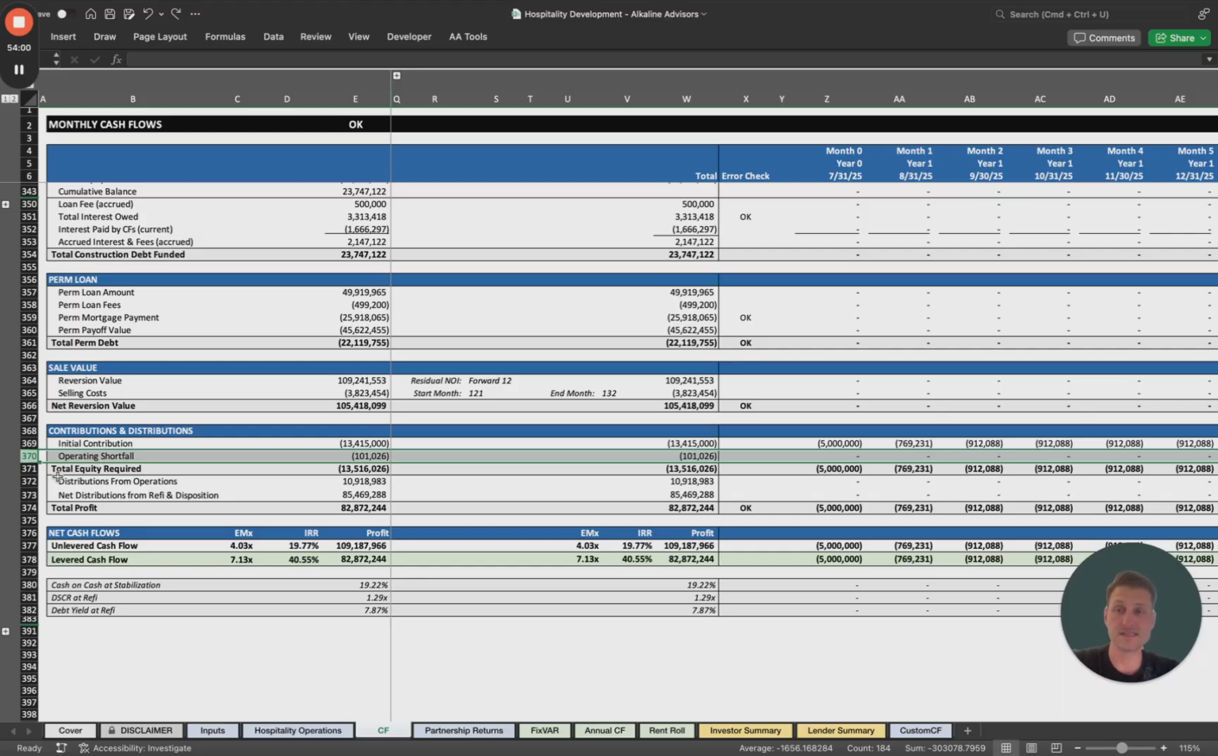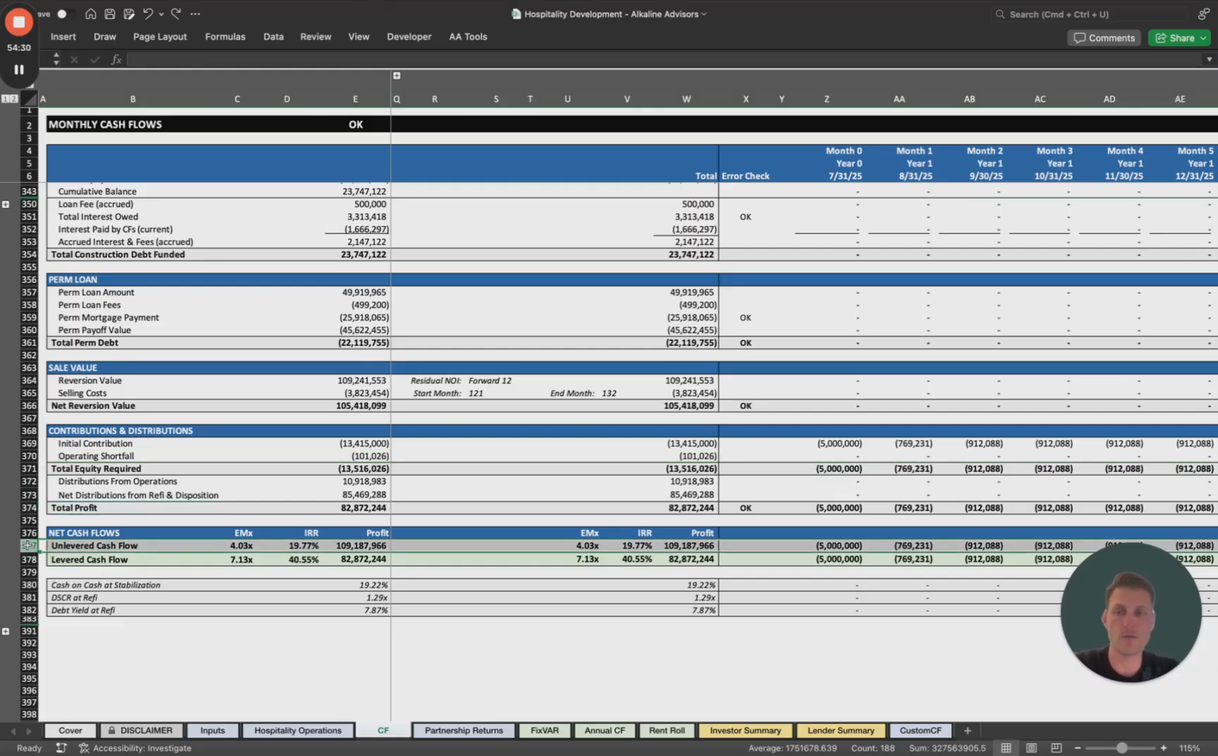And then the next is distributions. So we've broken out distributions in terms of distributions from operation. How much are you making in terms of the operating statement in a given month? And then the next is distributions from refi or disposition. So if you refi or you sell the asset, what does the cash flow, what does that windfall look like? And then we're adding those up to get the total distributions, and we add the total contributions and the total distributions to give us our total profit.